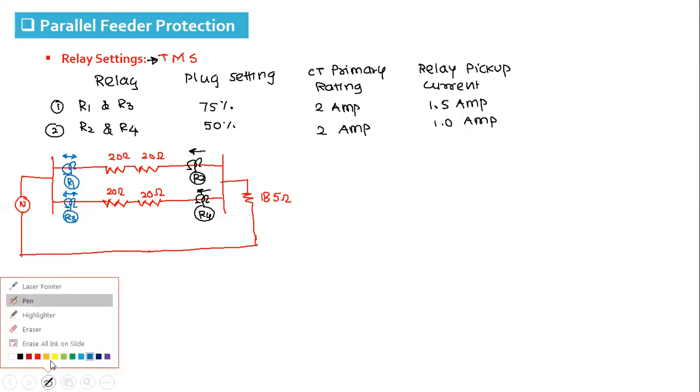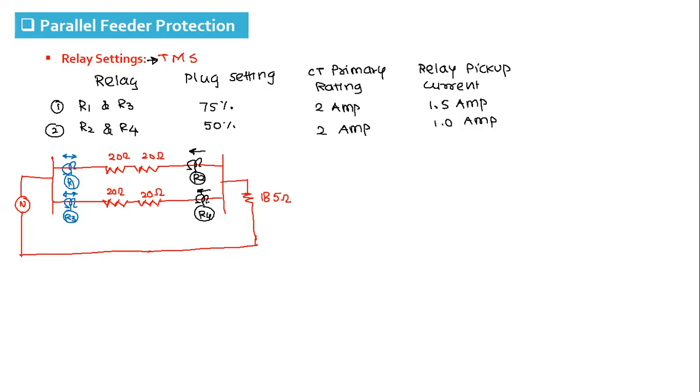To find the TMS, what we need to do is first calculate the time of operation of R2 and R4 for the highest fault current. In that case, we have to add 0.25 to obtain the time of operation for R3 and R1. Although R2 and R4 are identical, we have to calculate only for either one, and the same settings can be used. So what will be the maximum current that can flow through R2 or R4?